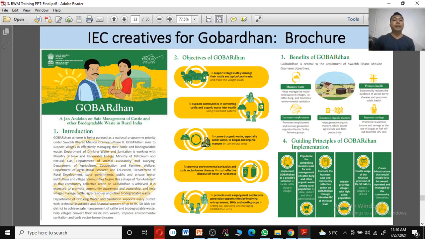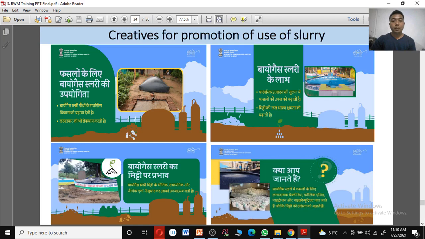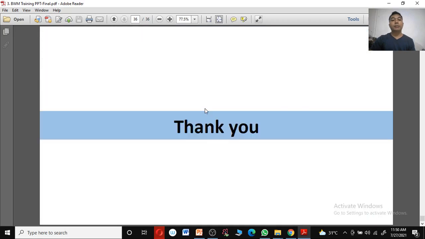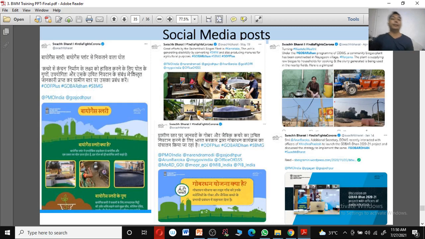IEC material for Gobardhan. This is how a brochure or pamphlet has to be made in order to give awareness to the rural people. Promotion of the use of slurry, social media posts. These are some of the pictures showing how you can use it.